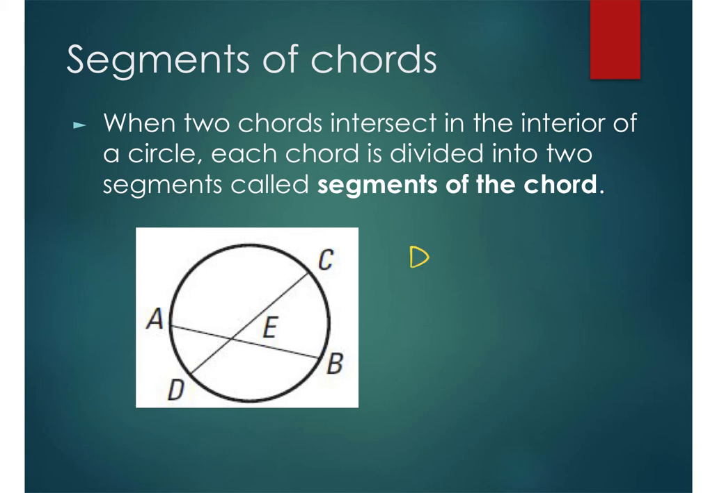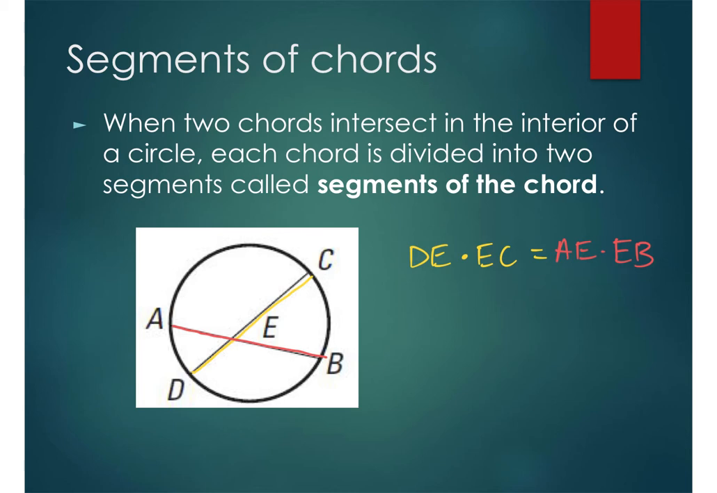Xavier? DE and EC, right? We multiply those, and it'll be the same as the 2 parts of the other chord multiplied together, okay? So we multiply DE and EC, and that will be the same as AE times EB. So when 2 chords intersect each other on the inside of a circle, they're going to be broken up into 2 parts, each of the chords respectively. If you multiply those 2 parts together, they're the same, okay?